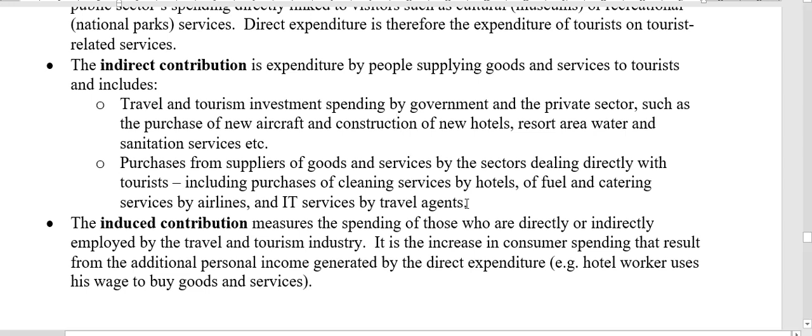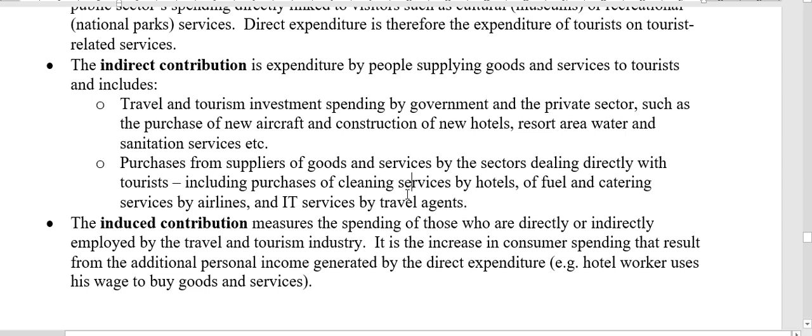Then it also includes any purchases from suppliers of goods and services from those sectors that deal directly with the tourist. Okay, so for example, when the hotels need to buy new bedding, they buy the bedding from somebody. The supplier of the bedding makes an indirect contribution. Those linen are being bought for the tourist industry. The tourists are not buying the linen, but the hotels are buying the linen so that they can have nice beds and stuff for the tourists when they come. When the hotels buy new beds, when the hotels buy food, they buy the apples from the apple farmer. All of this is an indirect contribution.